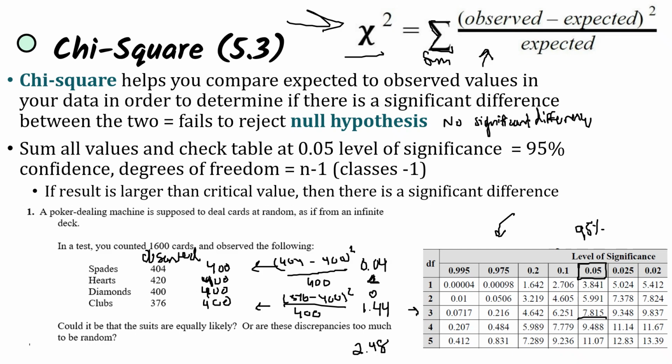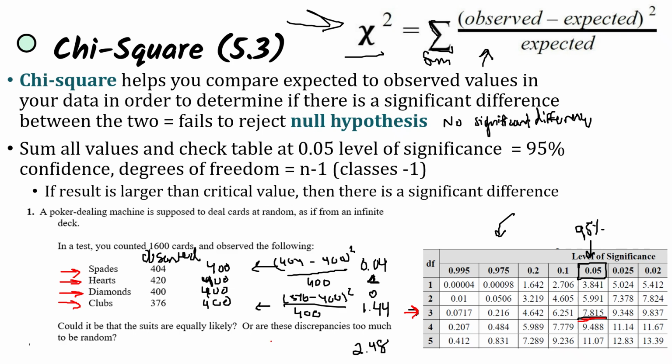So we're using our column of 0.05 level of significance, and now how many degrees of freedom are we looking at? Well, we have 4 different options that the poker dealing machine could have randomly chosen from. So that means we have to take 1 away from 4. That means there are going to be 3 degrees of freedom. There are 4 options minus 1 makes 3 degrees of freedom. And so we look at our value of 7.815 and we need to compare it to 2.48.